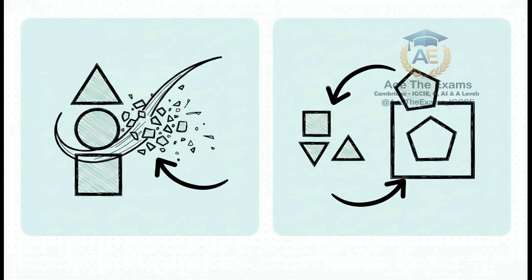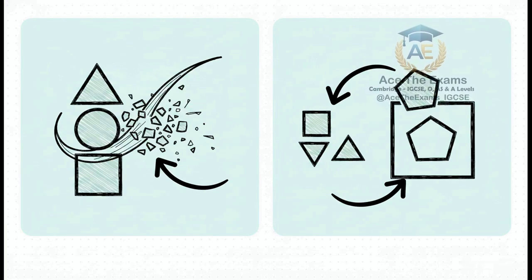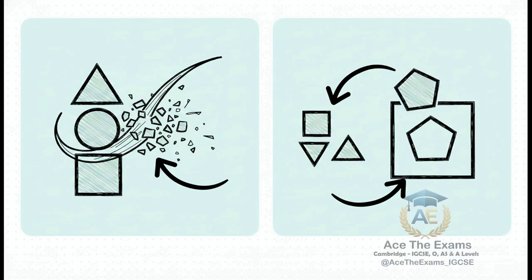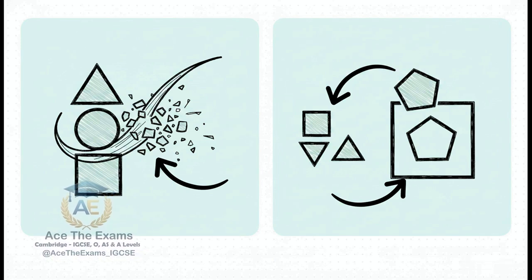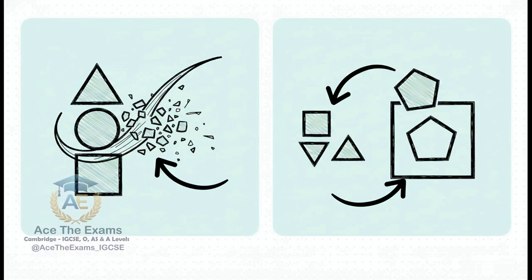Let's look at the left side, the elimination method. The core aim here is to completely remove one of the unknowns by either adding or subtracting the two equations vertically. You want to use this method when the coefficients, the numbers attached to x or y, are exactly the same or can easily be multiplied to be the same.